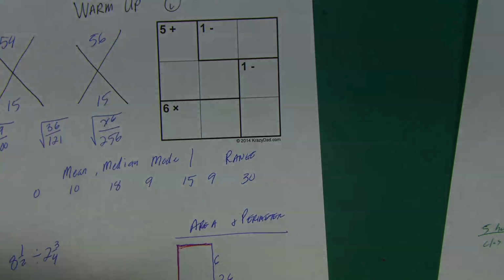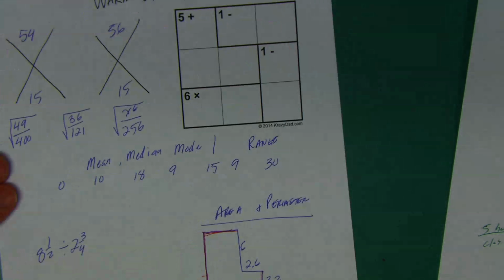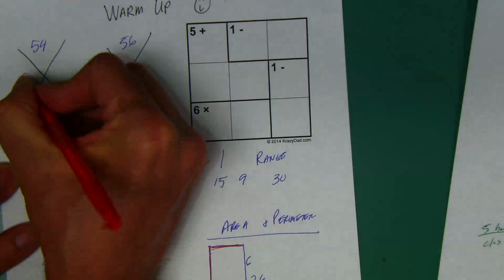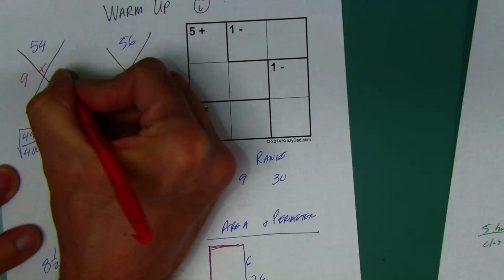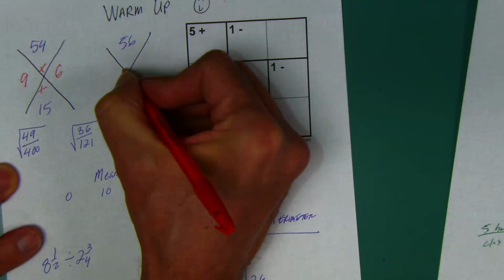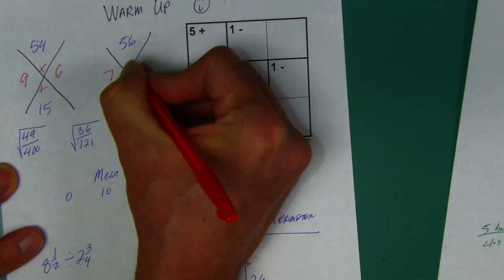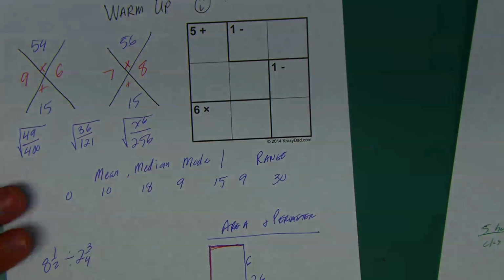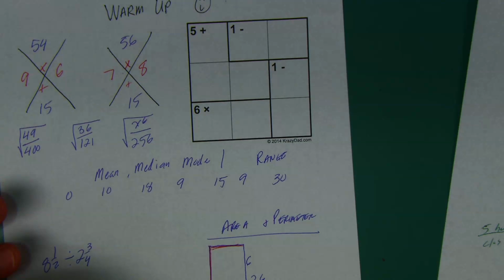All right, let's do this thing. We got 54 and 15 and 56 and 15. Hopefully you're figuring that out. Those are basic facts, right? 9 times 6, 9 plus 6, 7 times 8, and 7 plus 8, right?